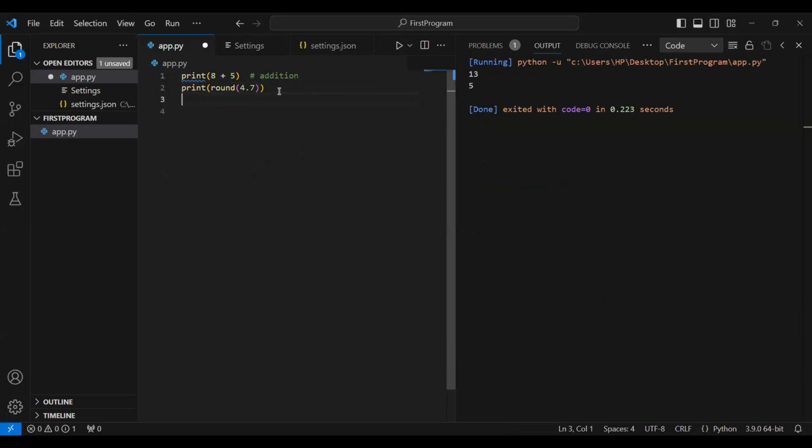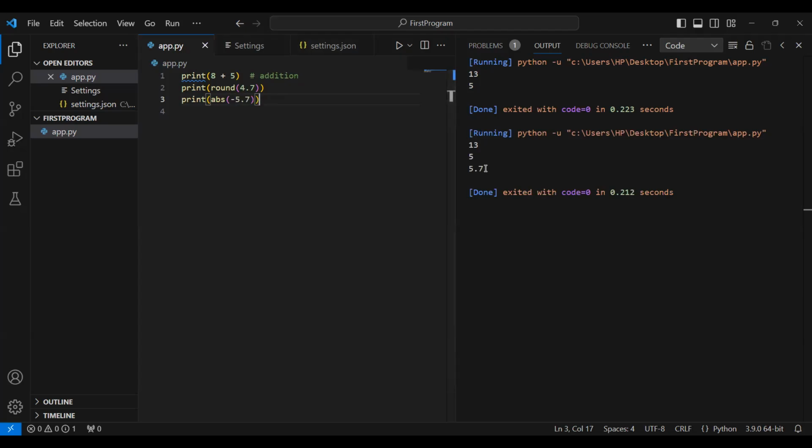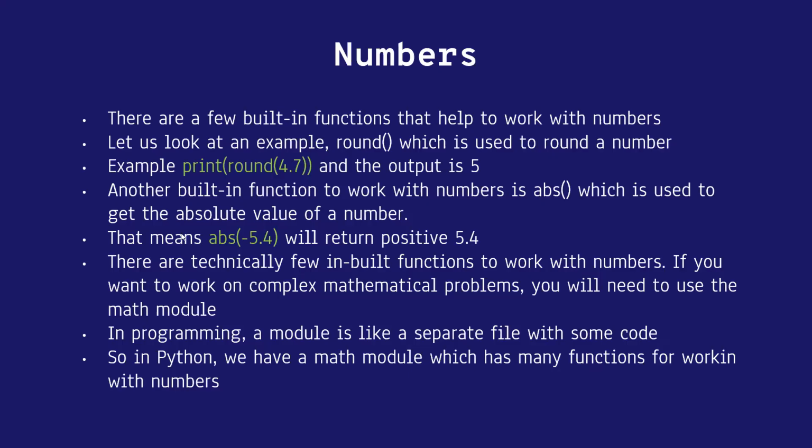We also have abs, the absolute value, which gives you a number without the negative part if it was a negative number. So abs of negative 5.7. If you print that, you get the positive number, 5.7. So these are among the built-in functions for Python. There are technically only a few built-in functions to work with numbers.